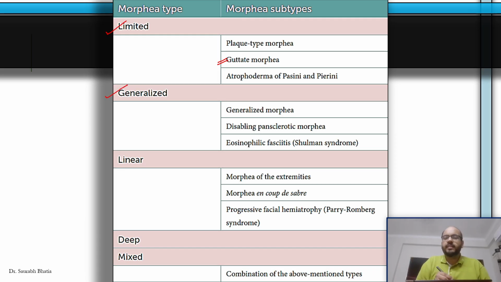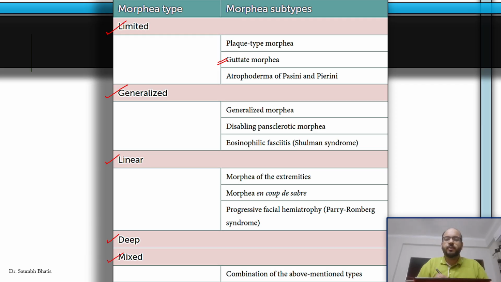The second is generalized morphea, in which multiple, different areas of the body are involved. Then you have the linear morphea, in which the morphea plaque extends in a line, okay? Then you have deep morphea, where the depth of involvement is significant. You have the involvement of the subcutaneous tissue and the deeper tissues.